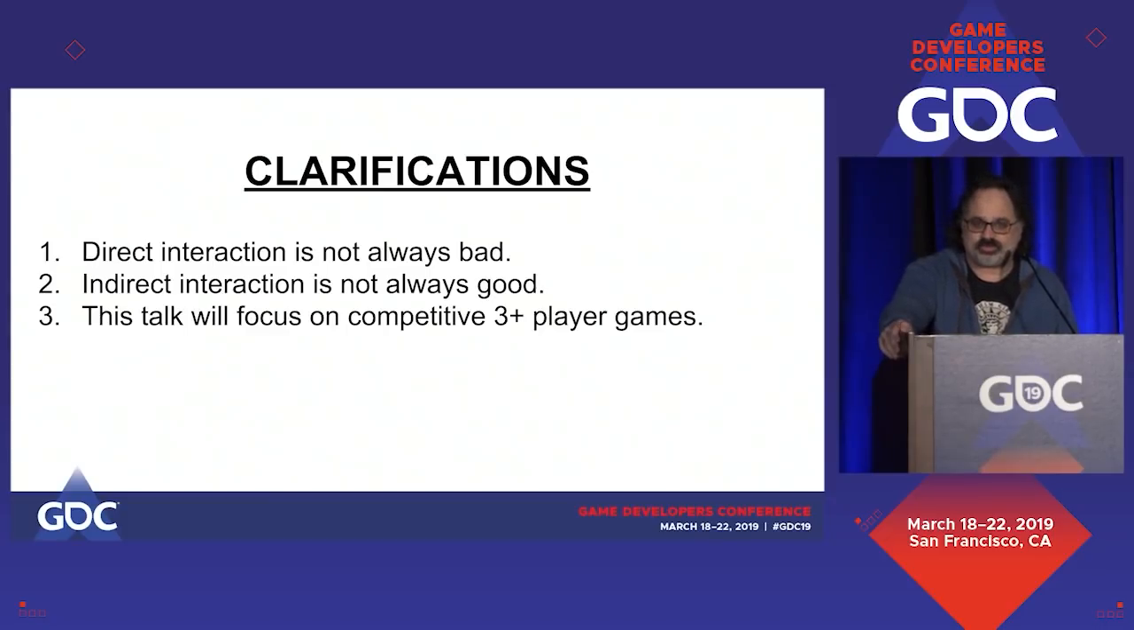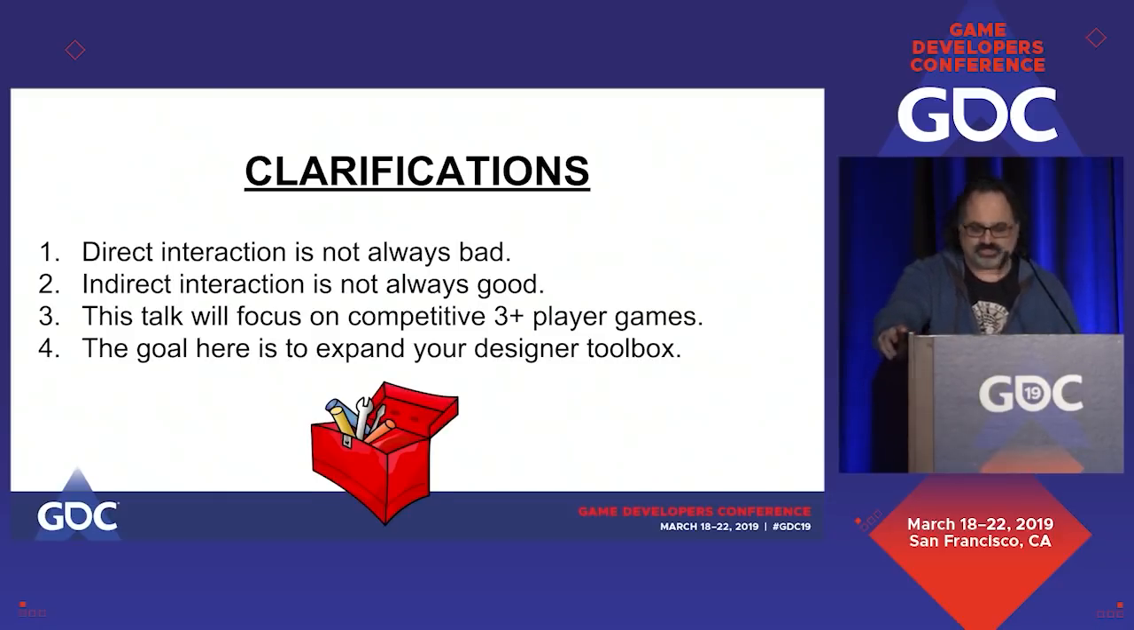Clarification number 3 is we're going to focus mainly on competitive multilateral 3+ player games. Because in 2-player games, interaction is very special. Any of you who have ever worked on a 2-player game will know that they have a special kind of dynamic. And we're going to focus on competitive games, because in cooperative games, it's a lot more subtle how interaction works. And lastly, we're really here to expand your designer toolbox and to open up the kinds of games that you can make so that you're not always doing the heavy metal, fry, vocal, scream all the time.